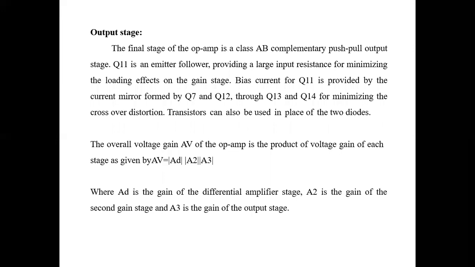Then output stage. The overall voltage gain is the product of the voltage gains of the stages, that is A1, A2 and A3. This uses a class AB complementary push-pull output stage. Q11 is an emitter follower providing a large input resistance for minimizing load effects on the gain stage.